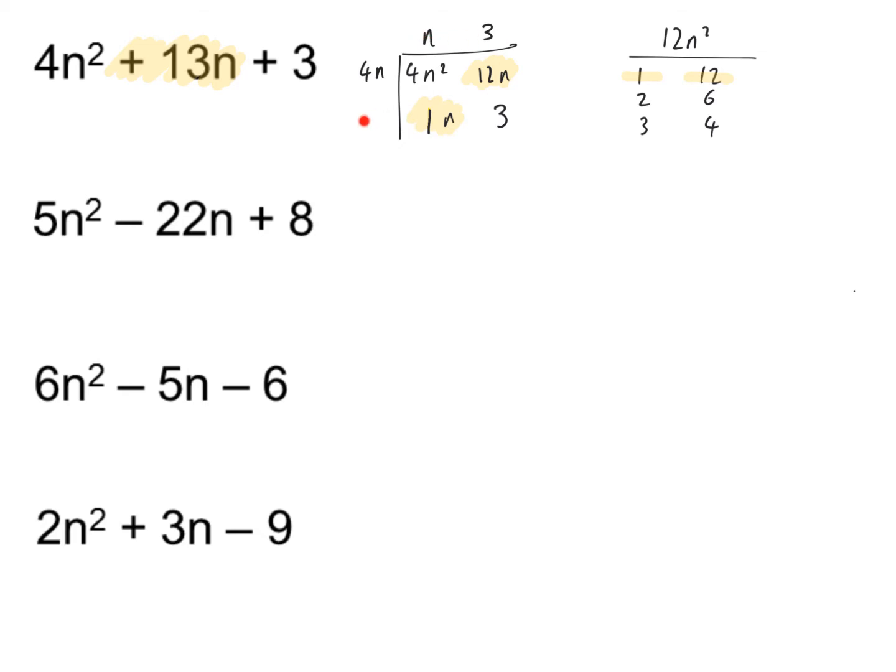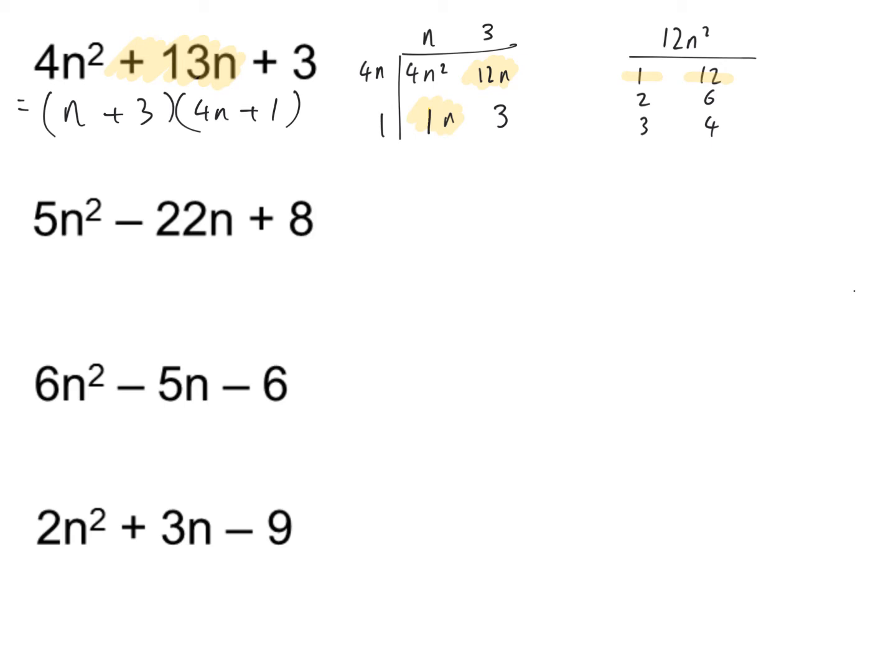Now I've got this, I can figure out what goes down here. N times 1 will give me 1n. Quick check, 1 times 3 does indeed give me the 3. So this will factorise to n plus 3 and 4n plus 1. So what we've done is we have taken the process of multiplying out brackets and we've reversed it. So we have factorised this trinomial.